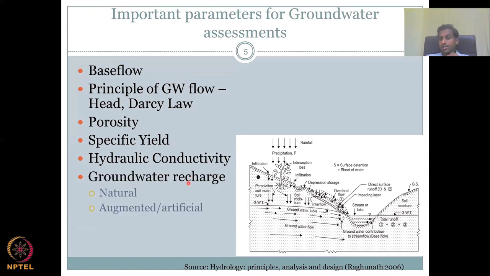Groundwater recharge is a very important aspect to understand for groundwater assessment. Groundwater recharge can happen naturally by infiltration, percolation, etc. But sometimes it is not enough. It is very, very slow. And the farmer wants the wells to recharge for the next irrigation. So what do we do? We have augmented and artificial recharge.